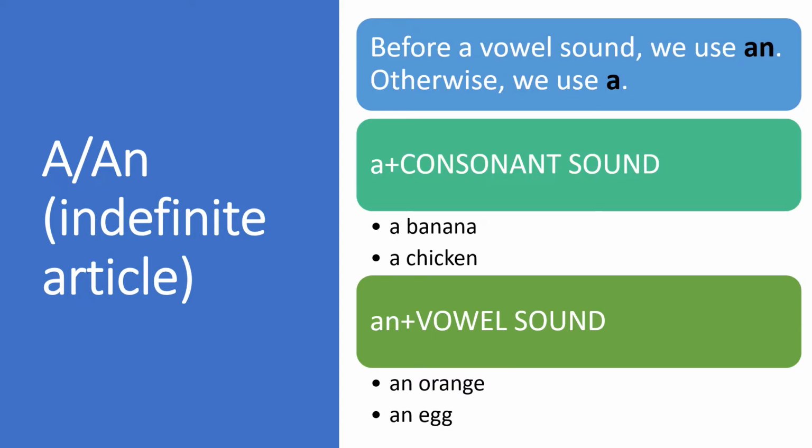Before a vowel sound, we use an. Otherwise, we use a. A plus consonant sound: a banana, a chicken. An plus vowel sound: an orange, an egg.